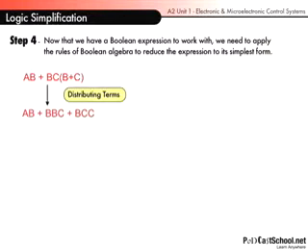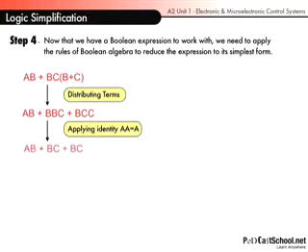Now, we're going to apply an identity here. We learned before that A and A equals A. By the same token, B and B equals B. So we can reduce the BBC term to just BC. So it becomes AB or BC or BC. And then we can apply the identity A or A equals A. So we've got BC or BC, so that must equal BC.